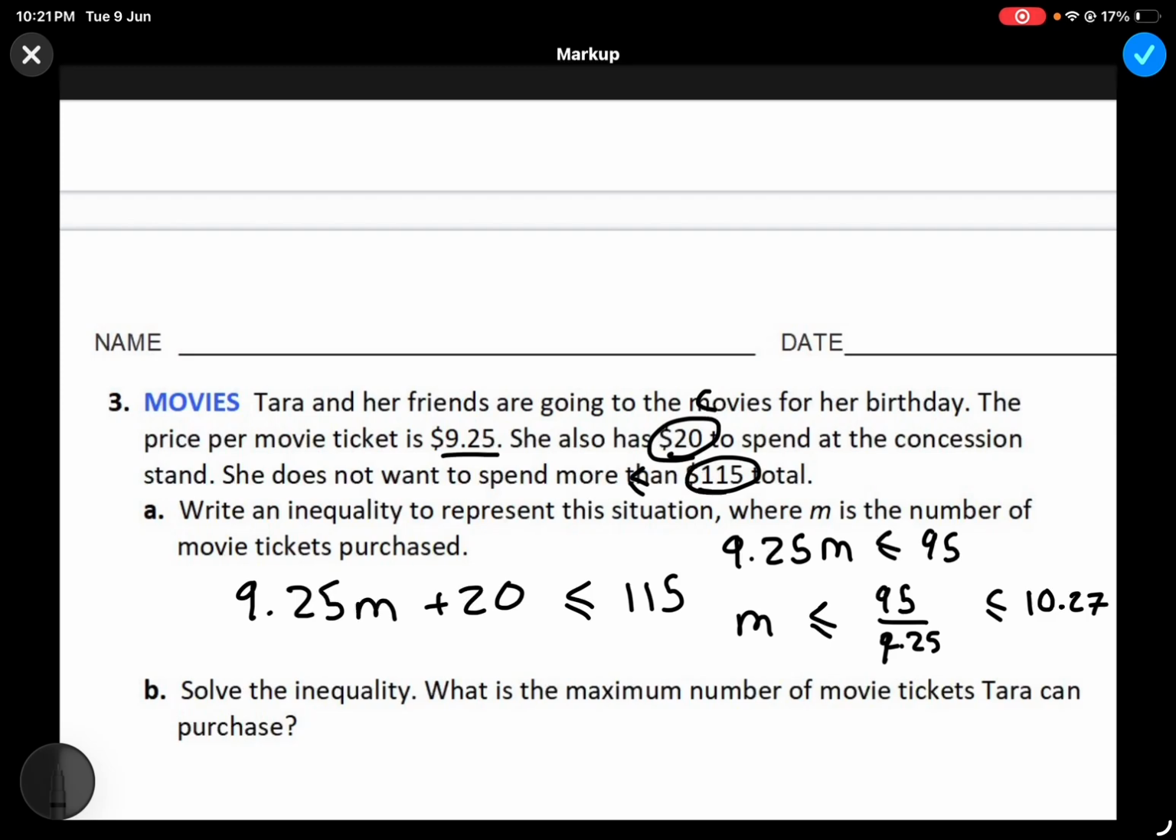Okay, so I solved part A and B. But to get the maximum number of movie tickets she can buy, because it's asking for the maximum, and she doesn't want to spend more than 115. So if she buys 11, then she's spending more than 115, which is why she can only get 10.